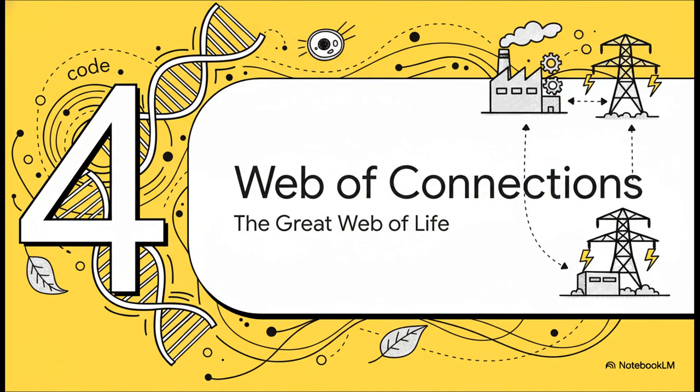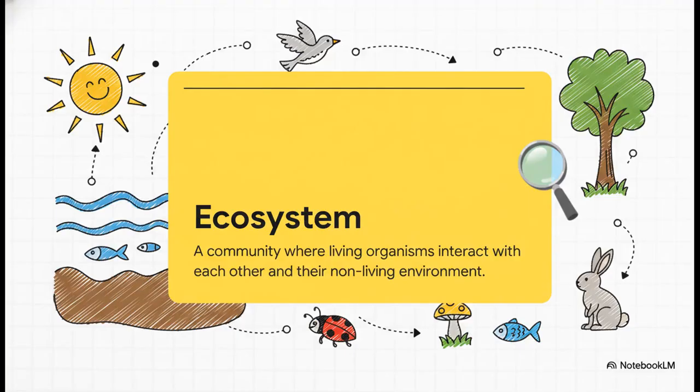So, let's recap. We've got the code, DNA, we've got the factories, cells, and we've got the power plants that run them. But here's the crucial part. None of this happens in isolation. So for our last section, let's zoom all the way out and see how this all fits together. And what we see when we zoom out is an ecosystem. You can think of it as the giant stage where the entire drama of life plays out. It's a complex community where all the living things, the plants, the animals, the microbes, are constantly interacting with each other and with the non-living parts of their world, like the sun, the water, and the soil.